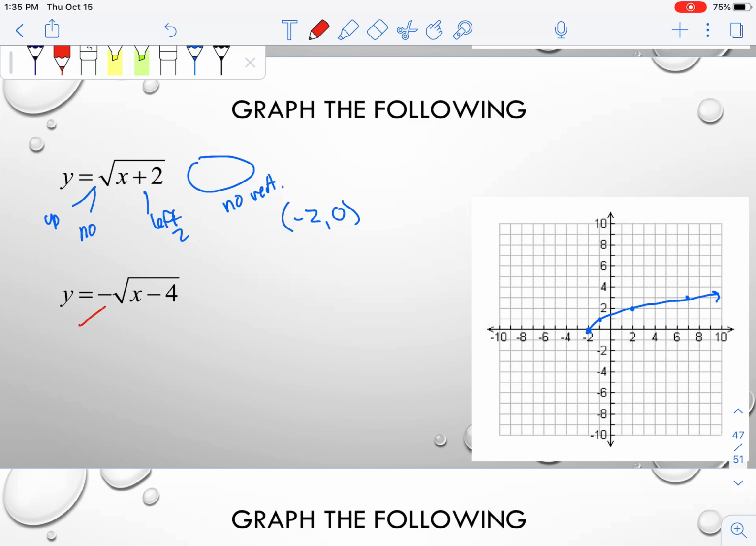This one's going to be a little different because now this one's going down. It's going to open down. Still no vertical stretch or compression, and we are going right 4, but up or down 0, so no vertical shift, which puts us at a starting point of 4, 0. But now because it's going down, I'm going to go down 1 over 1, down 1 over 3, down 1 over 5.